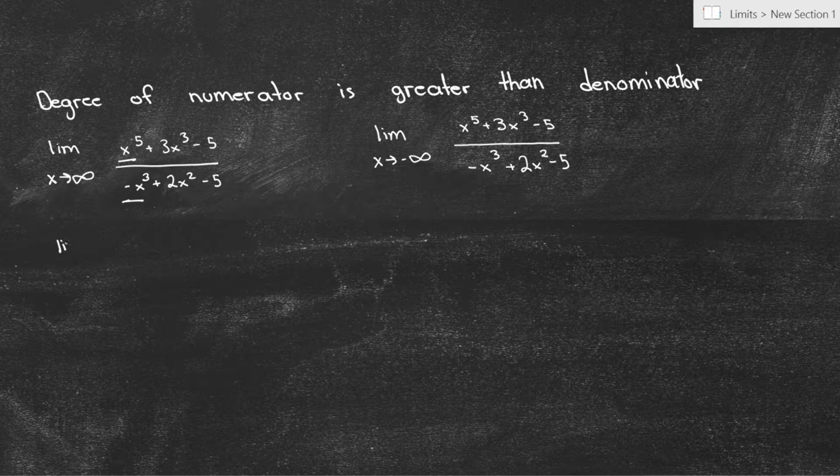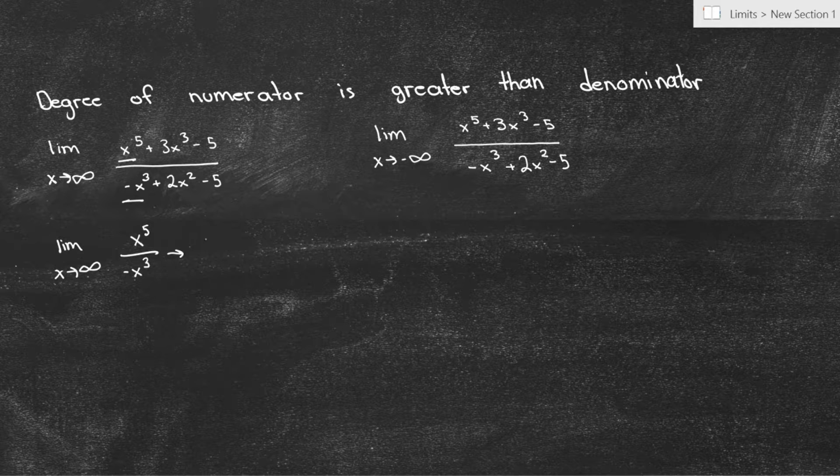So we're going to say limit as x approaches infinity, and we're going to only pay attention to the highest degrees. The highest degree of the numerator is that x to the 5th. The highest degree of the denominator is that negative x cubed. And now we want to simplify it as much as we can, and see what we're left with.